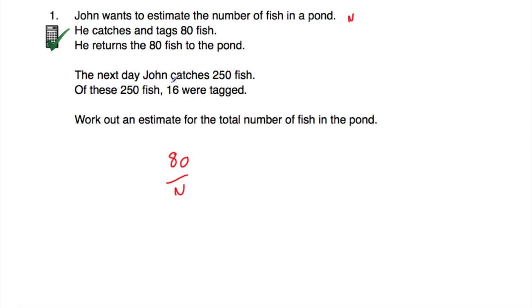And then he returns the next day and he catches 250 fish. And out of those 250 fish, 16 are tagged. So 16 out of the 250 are tagged. So we're going to put those equal to each other and we're going to use that to work out an estimate for the total number of fish in the pond. Now what we want to do is solve this equation. I'm going to show you two different approaches we could use.